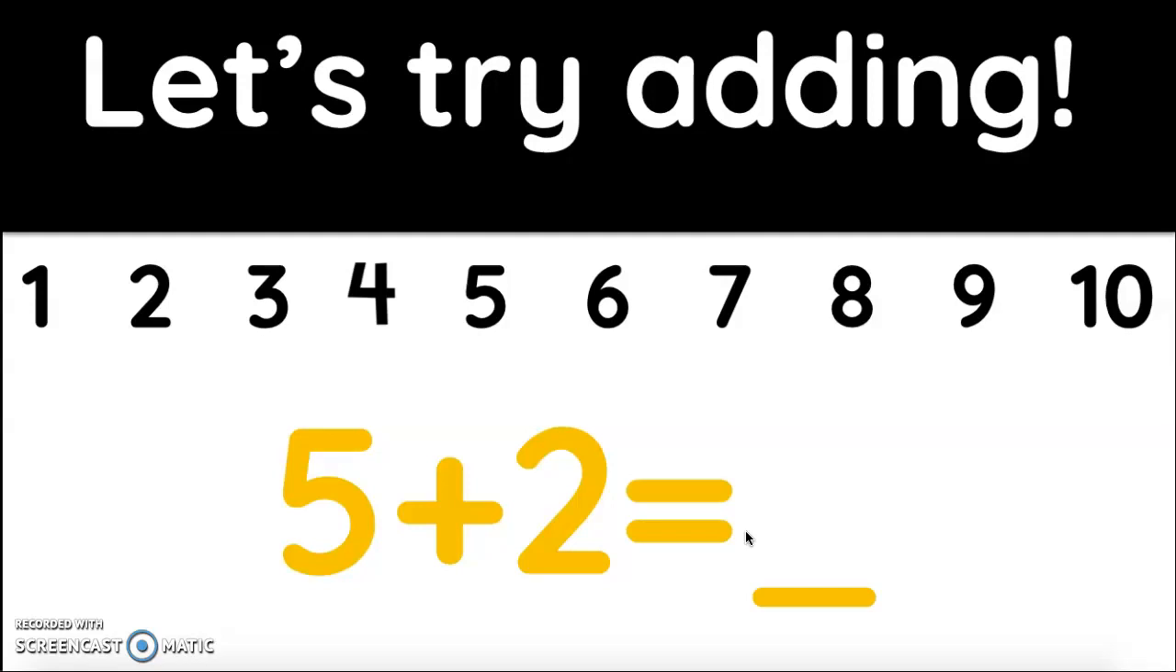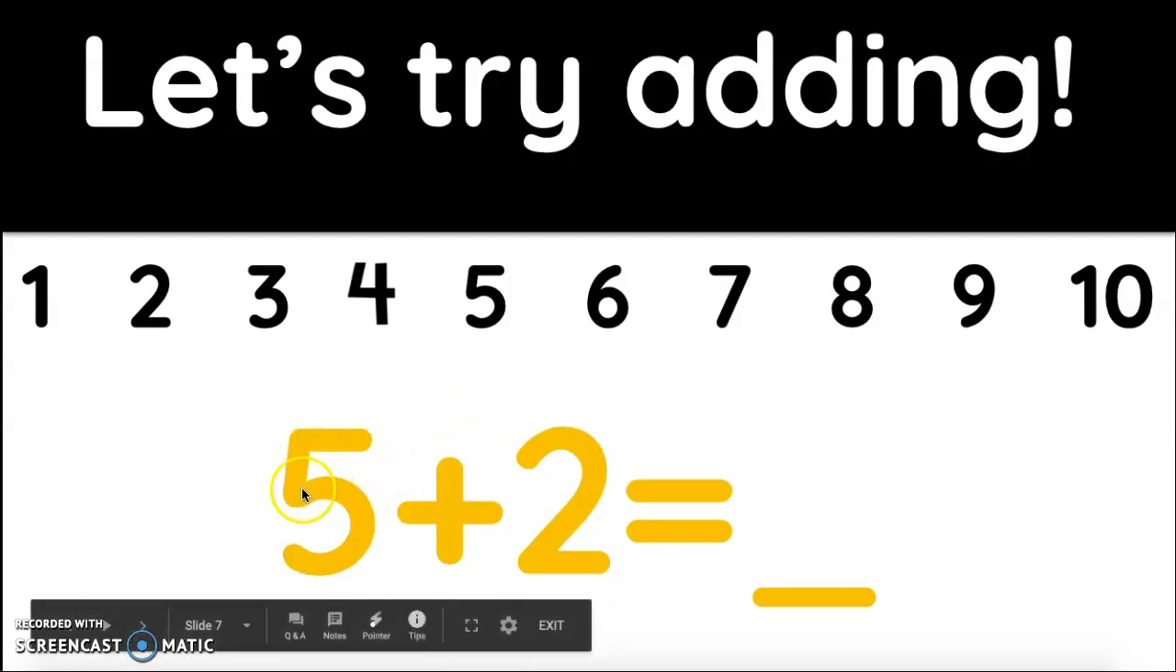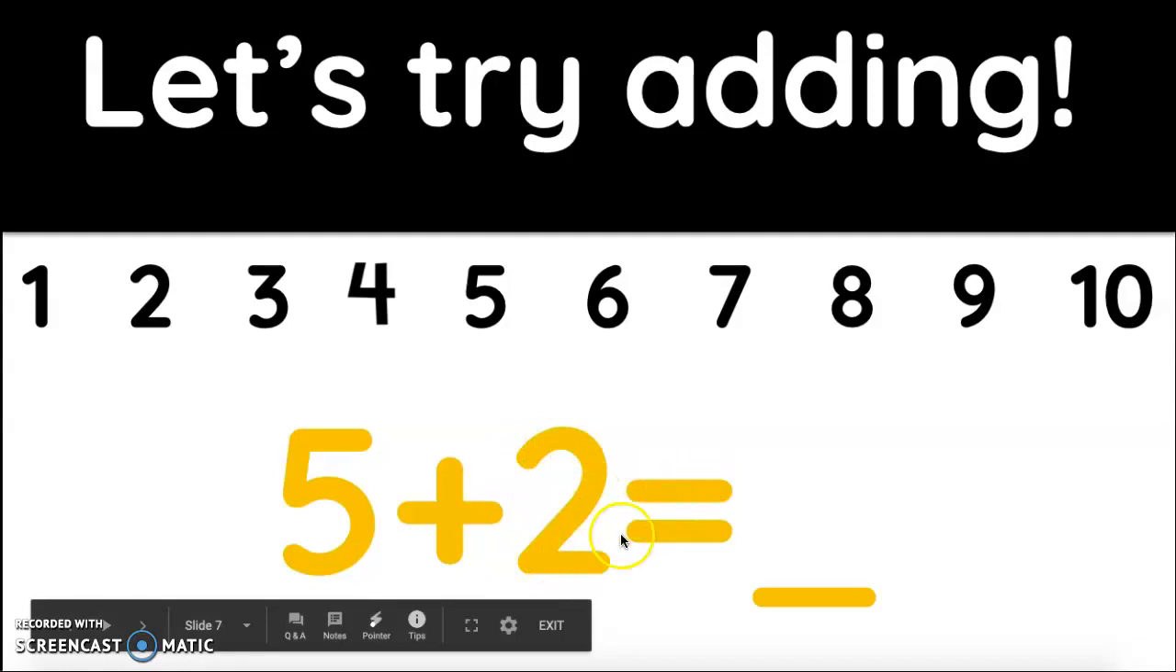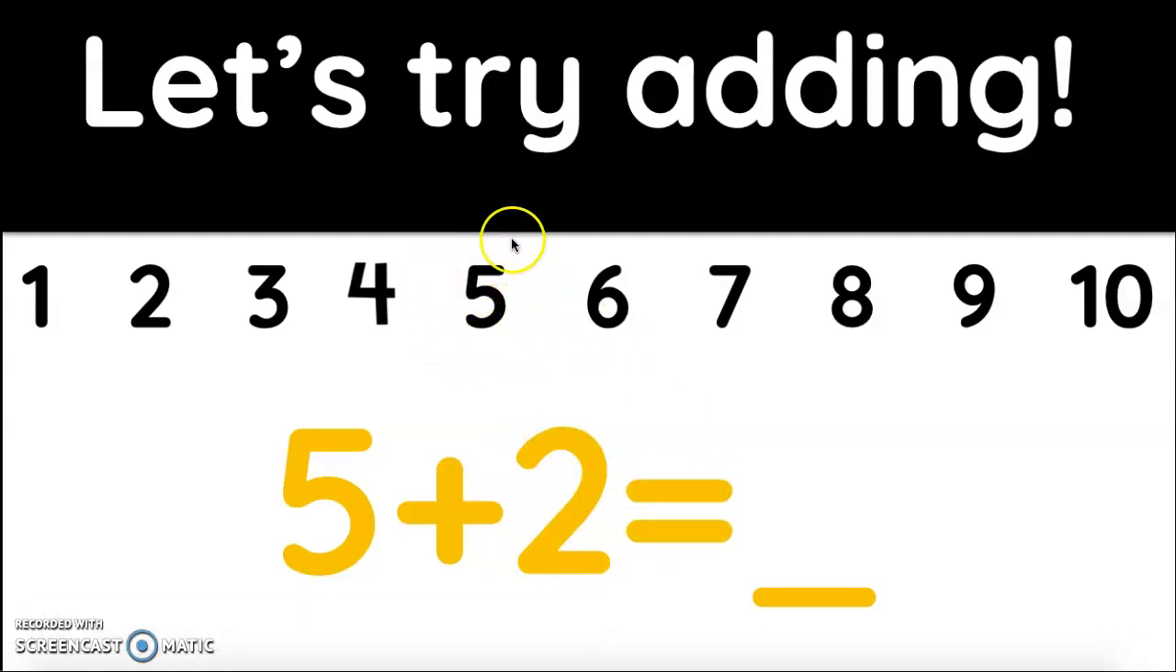Okay, friends, so we have a 5. We have a plus sign, so we know we're adding. We have a 2, and we have our equal sign. So if we go up here on a number line, this is our 5, and if we know we're adding 2, we'll jump 2 numbers. So 1, 2, and this is the number 7. So we know that 5 plus 2 equals 7.